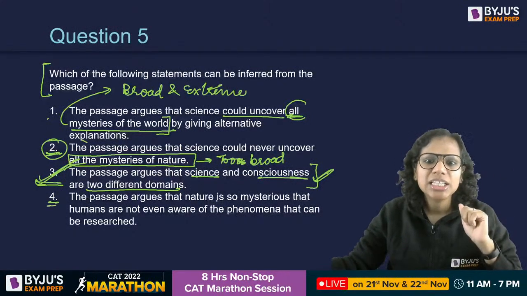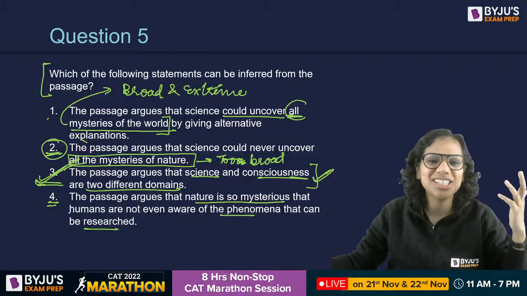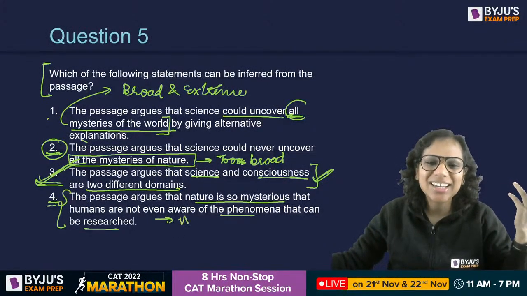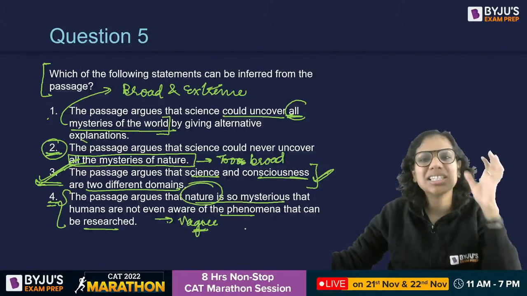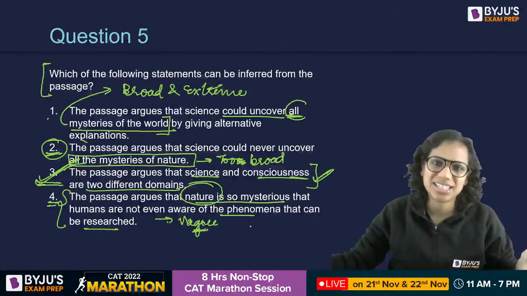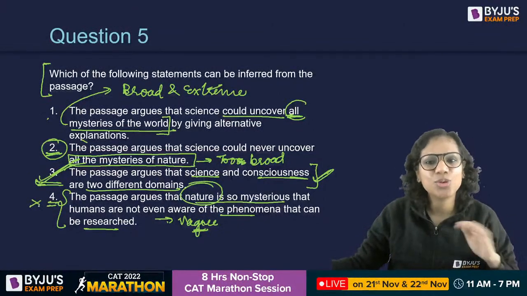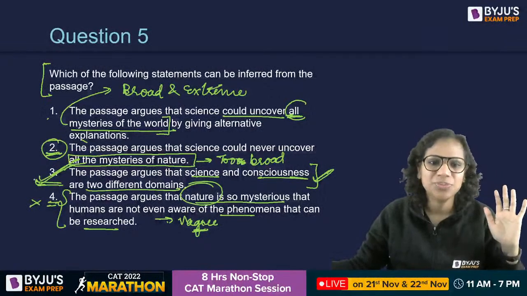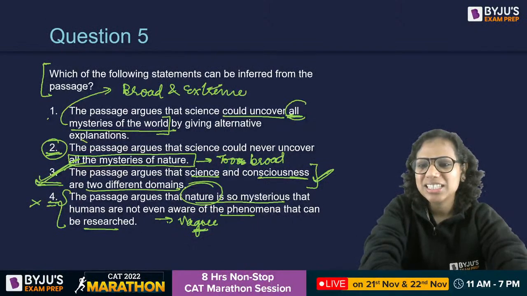4 says that nature is so mysterious that humans are not even aware of the phenomena that can be researched. This is too vague. Also, we are not really discussing nature here. We are discussing a very specific thing called consciousness. So, too vague, too broad to be the answer. 4 should have been eliminated right away. So, 3 is our answer here. Okay. Hope this is clear to everyone.